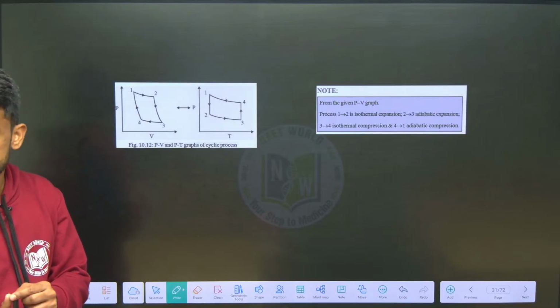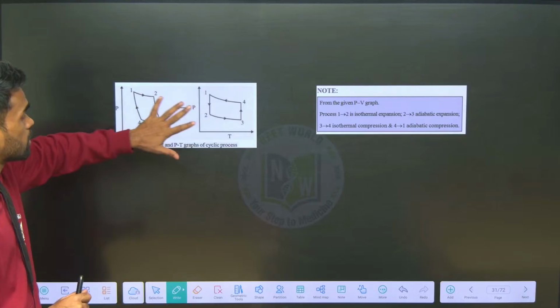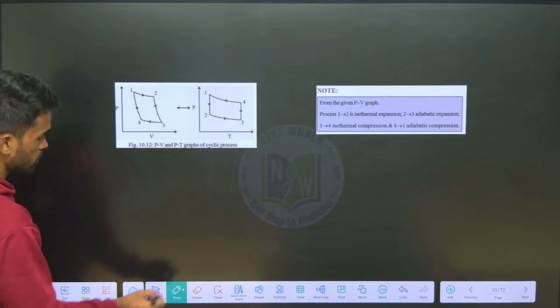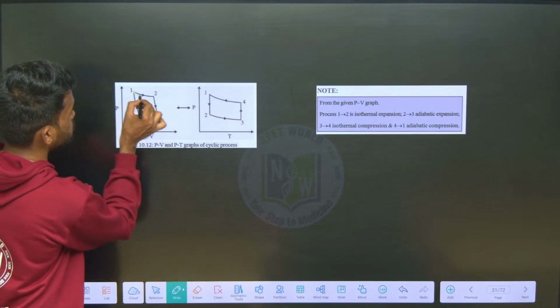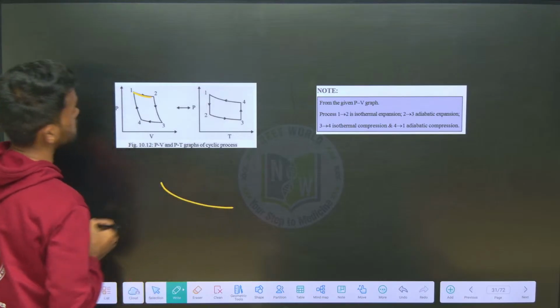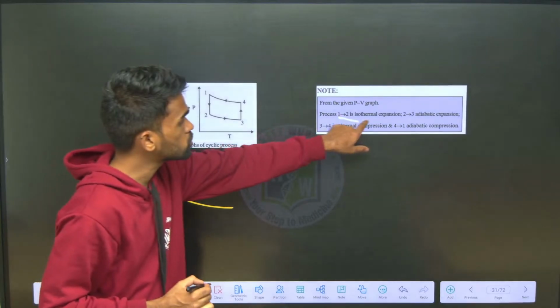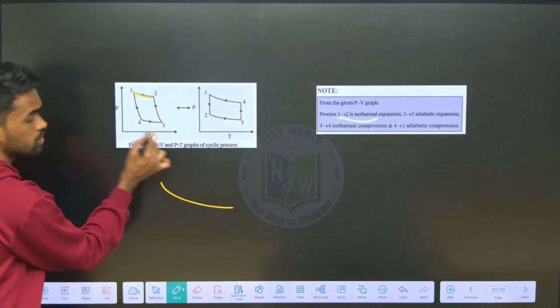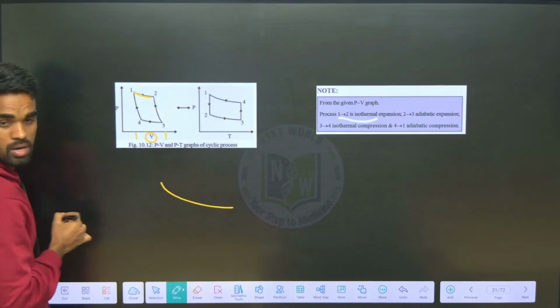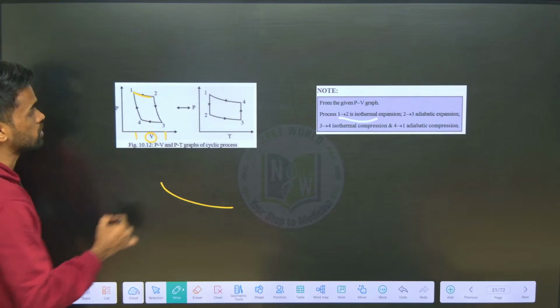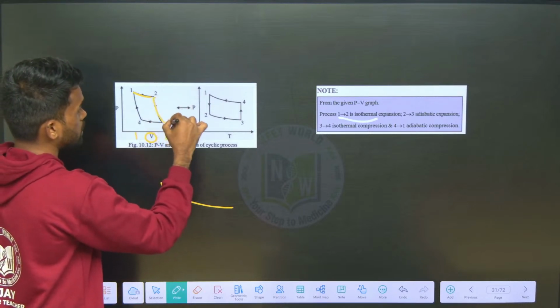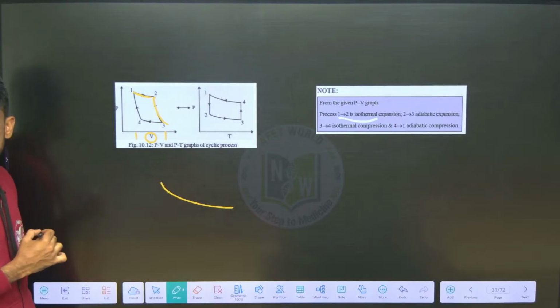Okay, Carnot cycle. These are the graphs you are going to use there. From here to here, what is this process? It is changing like this. So I can say isothermal, volume is expanding, V1 to V2, it is becoming isothermal expansion. Again this is also expanding, so that is adiabatic expansion.